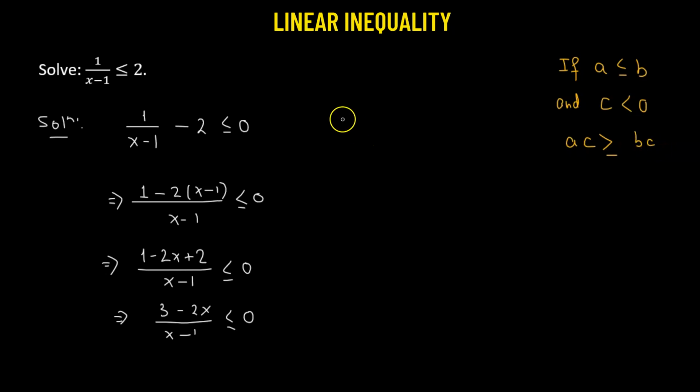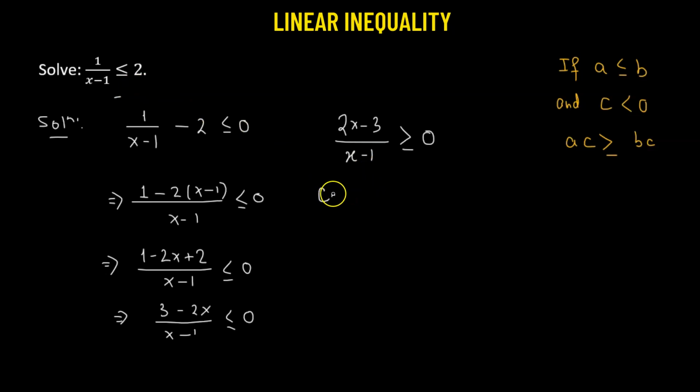So that means we will have 2x minus 3. We have multiplied the numerator 3 minus 2x with negative 1, divided by x minus 1. Here we have not multiplied anything to the denominator because the coefficient of x is simply positive, so that's fine. This will become greater than or equal to 0 since we have multiplied with a negative number. Now we need to solve this particular linear inequality. Solving this linear inequality is the same as solving the original given linear inequality.